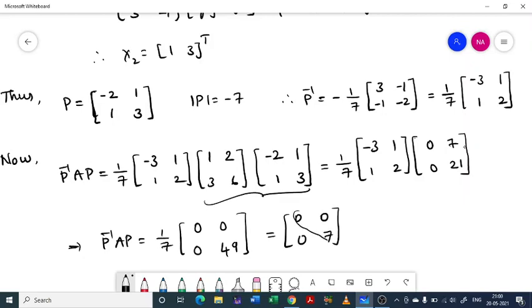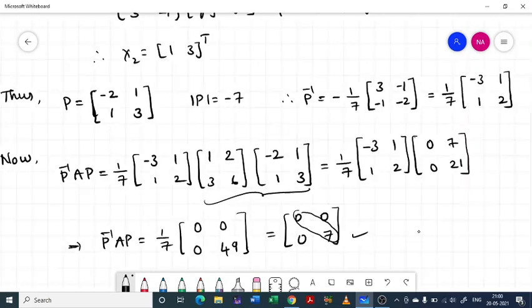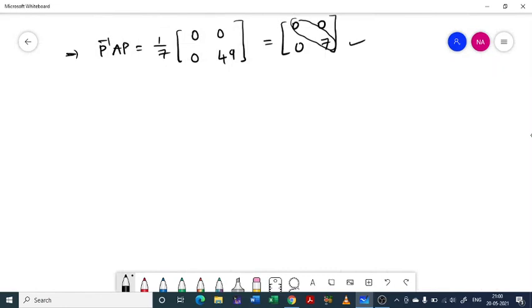So these are the eigenvalues we had. So A is diagonalized. Thus A is diagonalized.